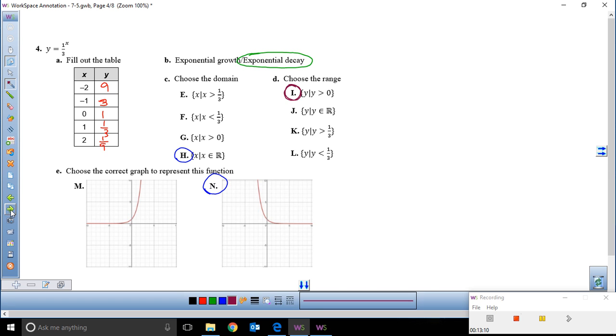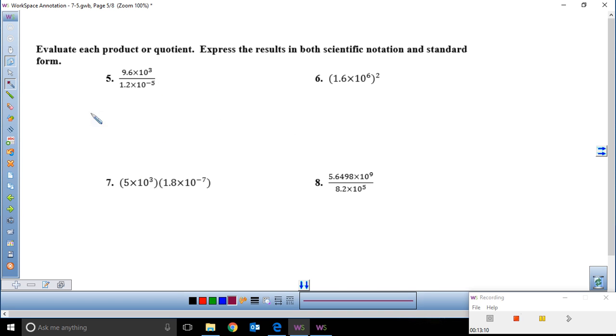All right, now if we go on to number 5, this is just a little bit of a review that I wanted you guys to get some work with. It says evaluate each product or quotient, then express the results in both scientific notation and standard form. Just a reminder, please don't just put this in your calculator. We want to use our knowledge of exponents. So here we would start by taking 9.6 divided by 1.2 and go from there. What I would like you to do is pause the video and get these 4 problems done, then come back and check to see if we're on the right track.